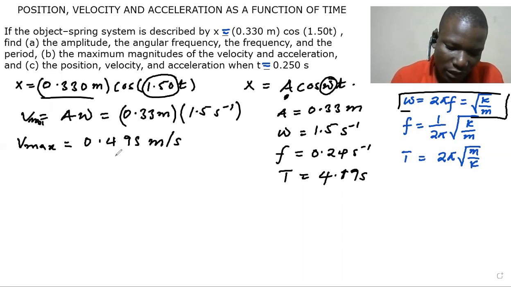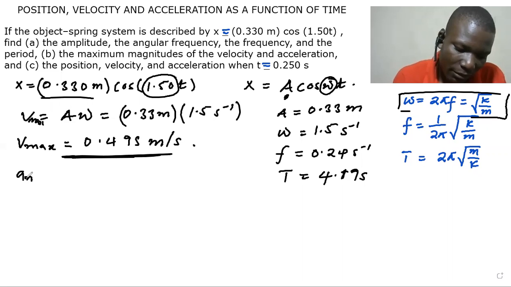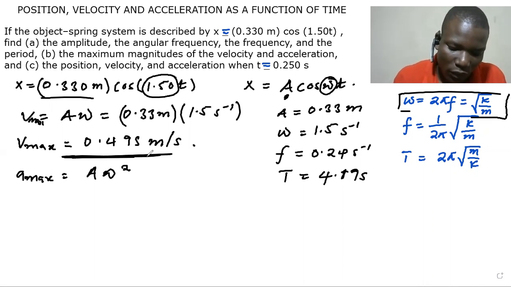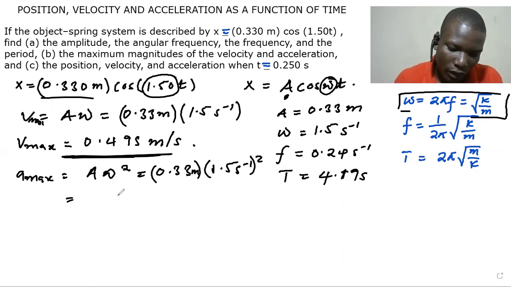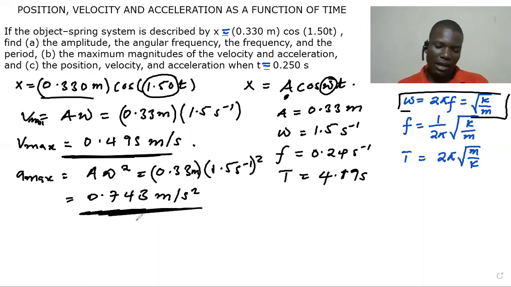So the maximum magnitude of velocity is 0.495 meters per second. For the maximum acceleration, it was the amplitude times angular frequency squared. So we have 0.33 multiplied by 1.5 squared, which gives 0.743 meters per second squared. So this is the maximum magnitude of velocity and acceleration. And C, we are asked to find the position.